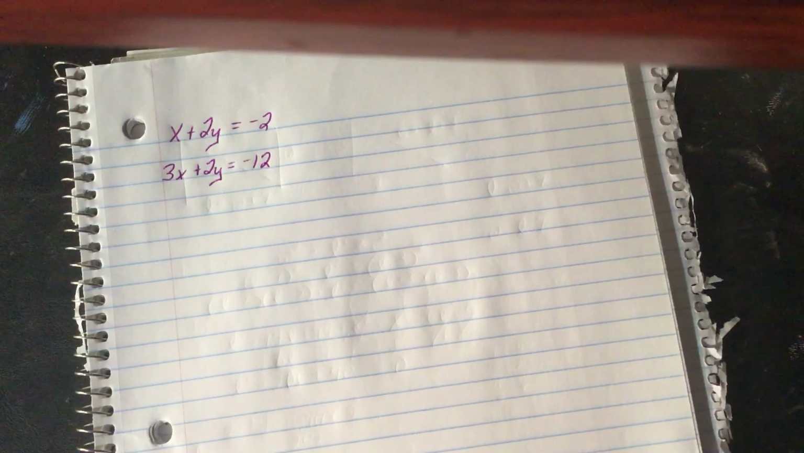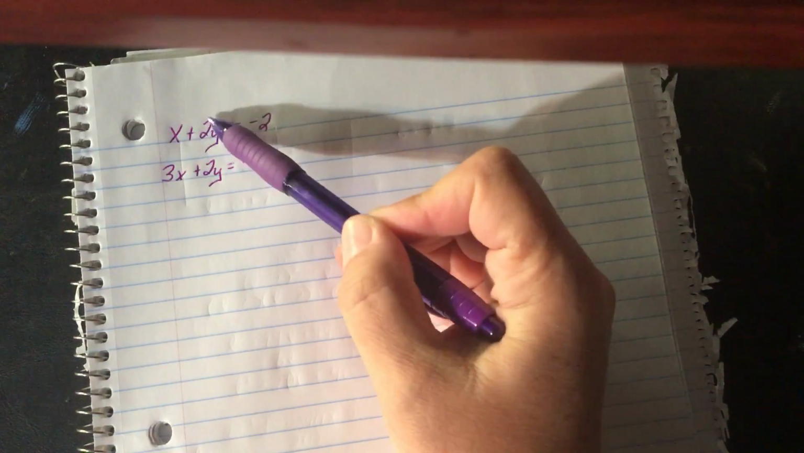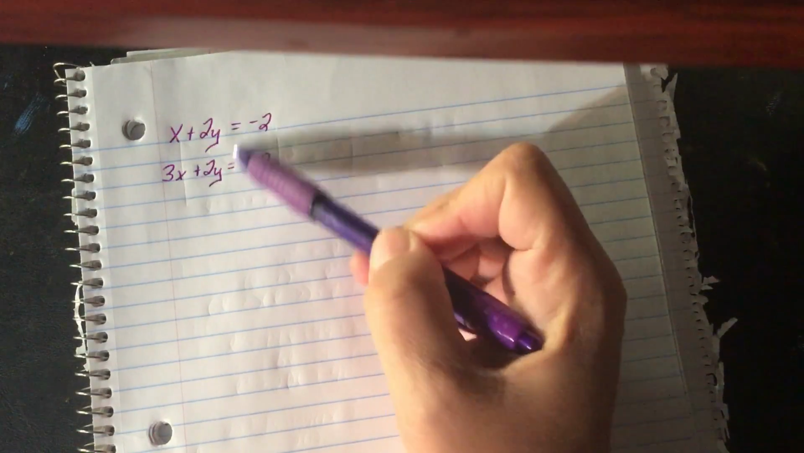How to solve by addition. Okay, first thing you look at is you check the numbers in front of your variables. Do you have any that match? Well, in this case, we do. We have 2's that match.